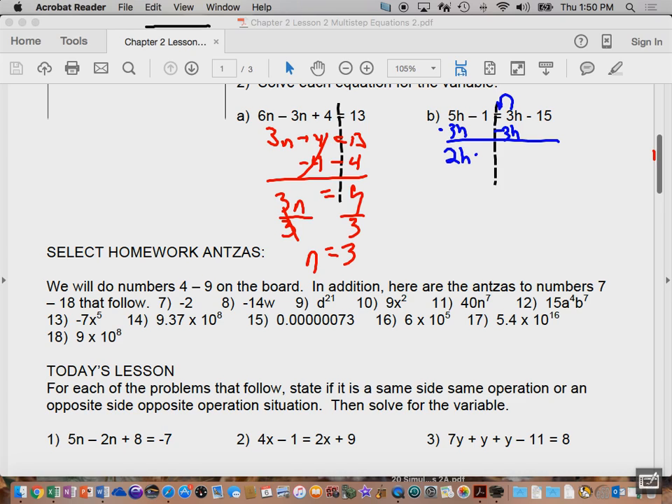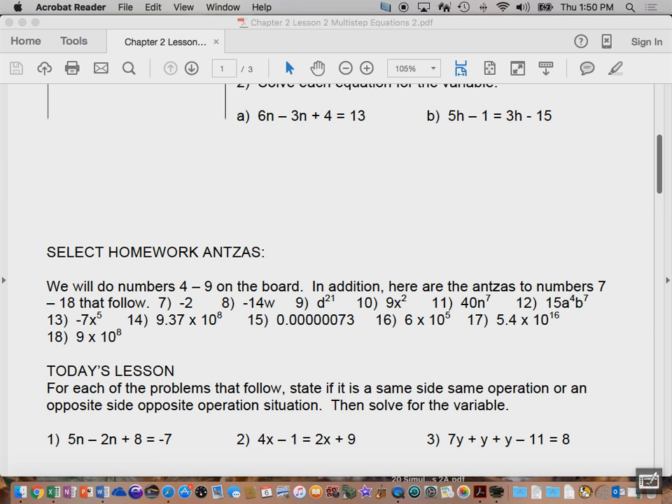So I get 2h minus 1 equals 15, and now it's like normal. Add 1, add 1. 2h is 16. Divide by 2. H is 8. And that's my correct answer. Okay? Any questions about that? Any problems with that? Okay, let's try one more.